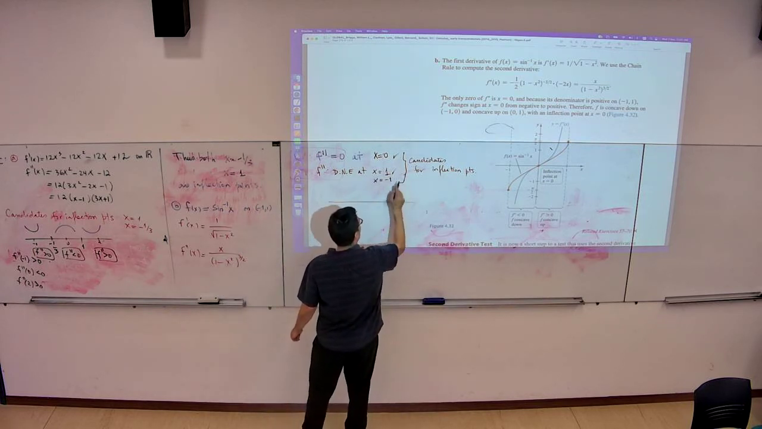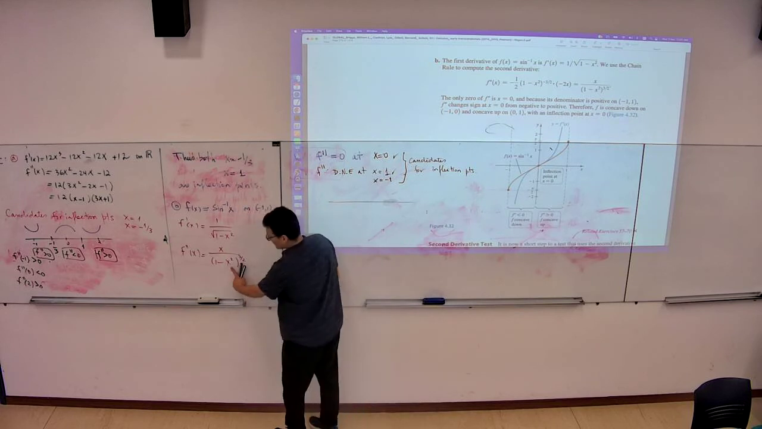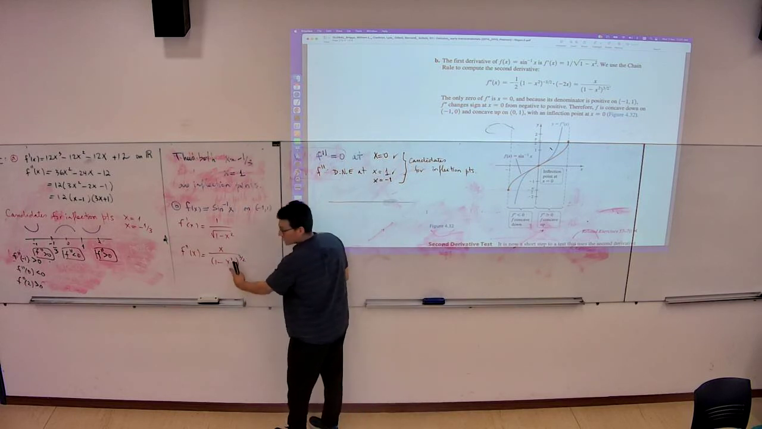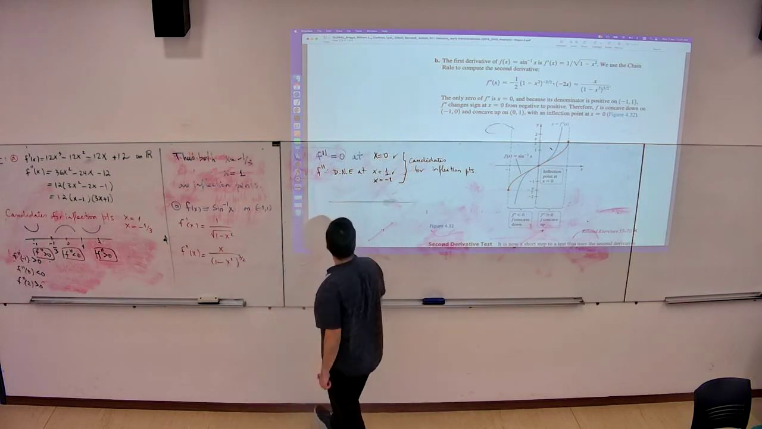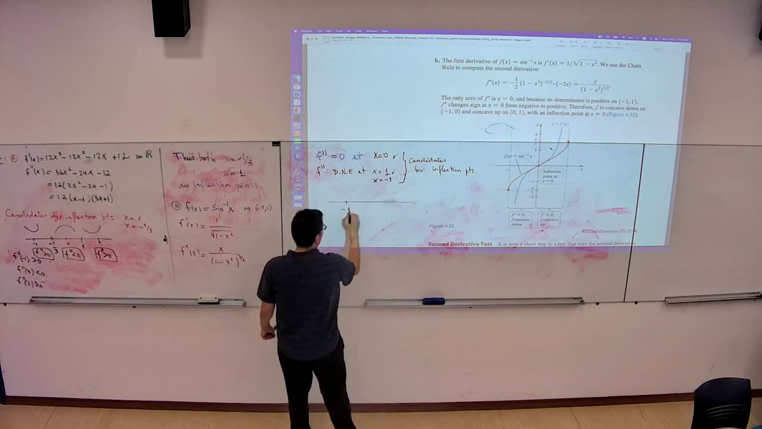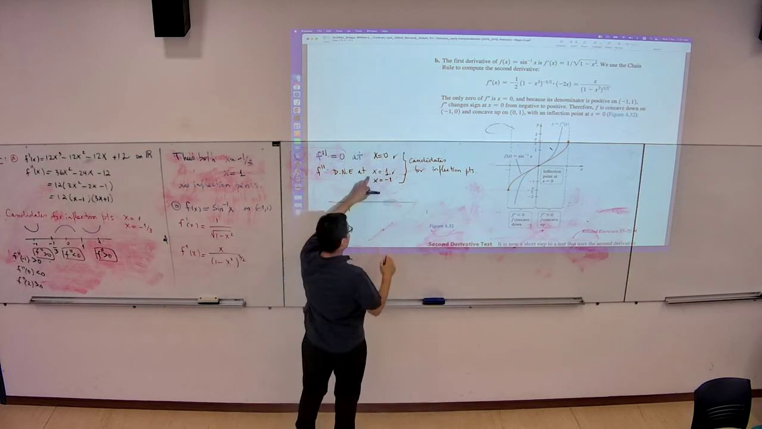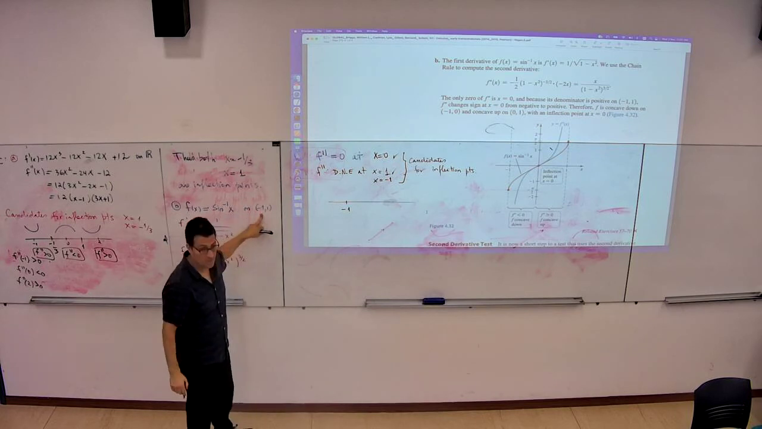Negative 1 as well, I forgot that one, right? Because if you plug in negative 1, 1 minus negative 1 squared, which is 1, you get 0. So I was forgetting that one. So it's negative 1. No. These points don't belong in the domain, because the function is not defined at 1.